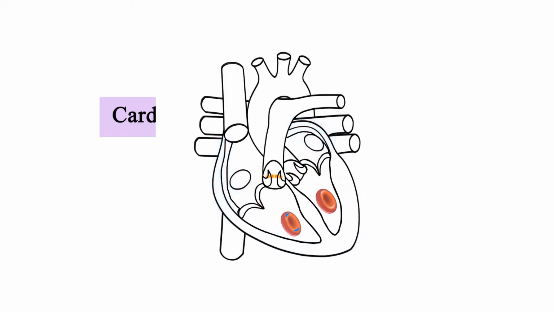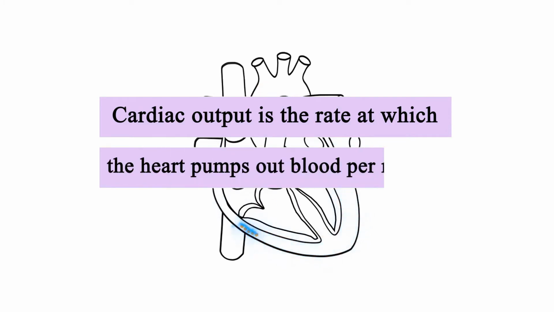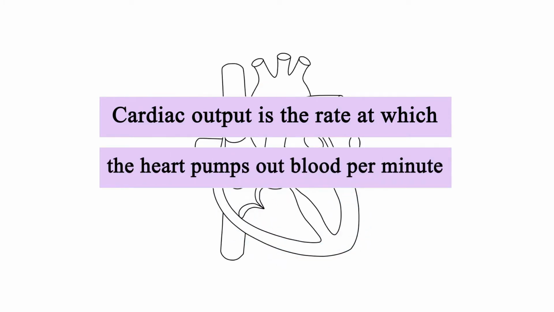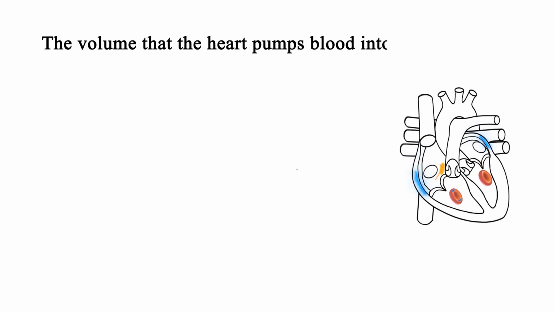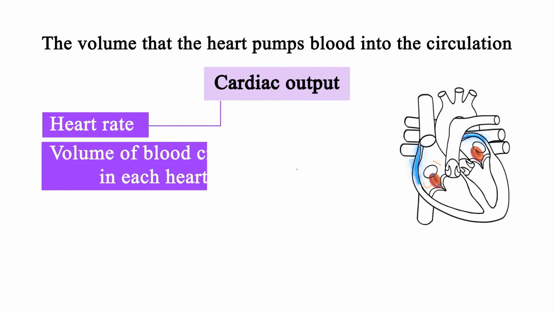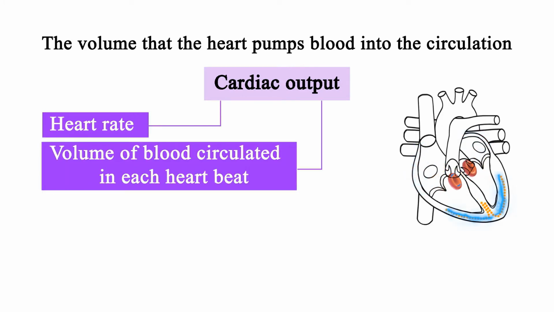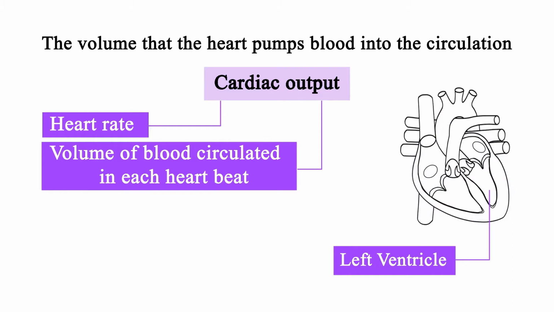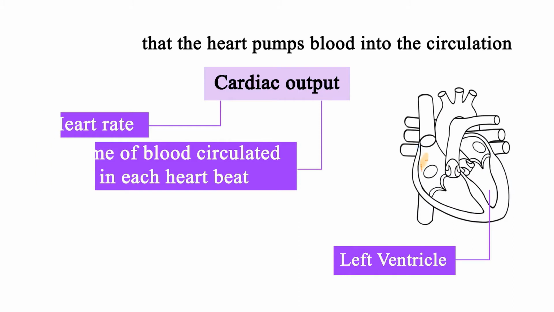Number 3. Cardiac output is the rate at which the heart pumps out blood per minute. The volume that the heart pumps blood into the circulation is known as cardiac output and is dependent on the heart rate and the volume of blood circulated in each heartbeat. The left ventricle provides the cardiac output for the systemic circuit.